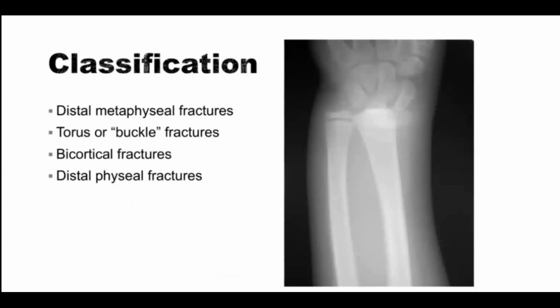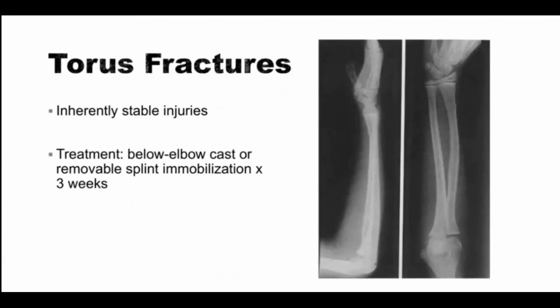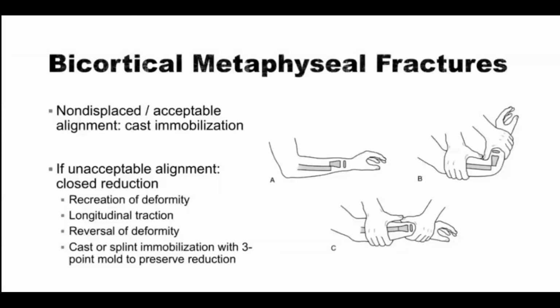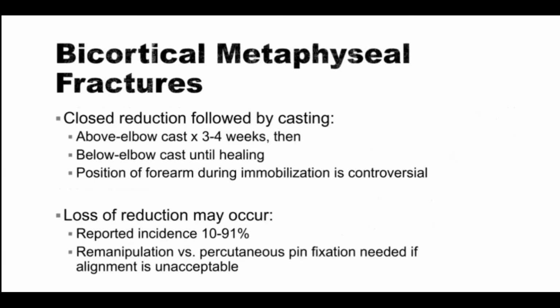We have distal metaphyseal fractures, buccal fractures, bicortical fractures, or physeal injuries. And these torus fractures or buccal fractures are very stable, and they can be just treated with a removable wrist brace. Metaphyseal fractures are similar to how we would treat a both bone forearm fracture, where you're going to actually do a reduction and a mold. And the cast will usually be a long arm cast. If it's more proximal for a distal radius, it can be a below elbow cast.